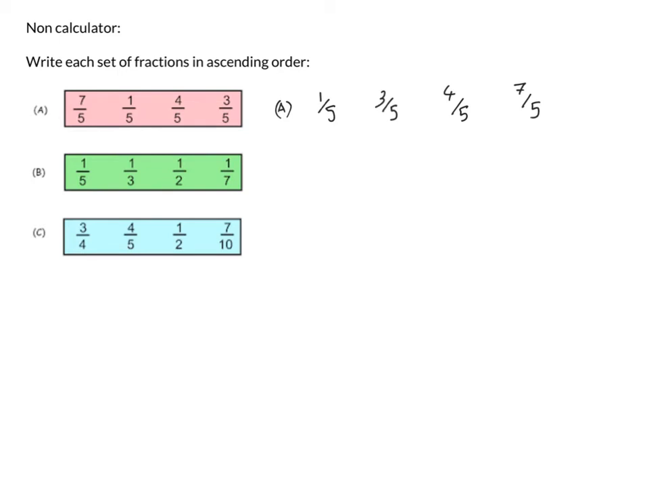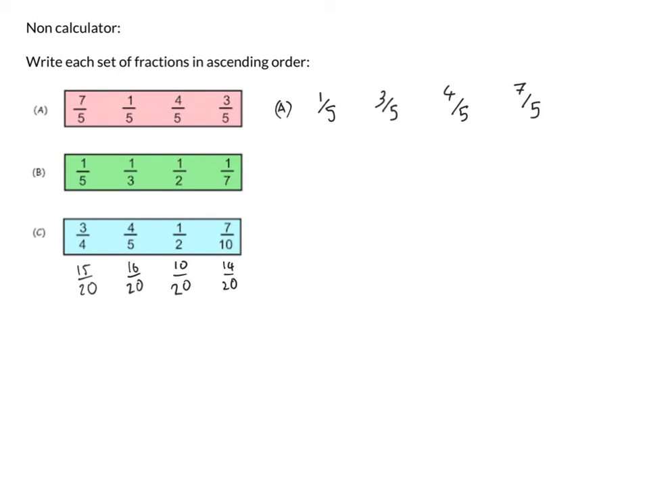So 3 out of 4, if I multiply the top and bottom of that by 5, I'll get 15 out of 20. 4 out of 5, multiplying the top and bottom by 4 this time, will give me 16 out of 20. A half, we should recognise that as just being 10 out of 20. And 7 out of 10, I can double the top and bottom to get 14 out of 20.